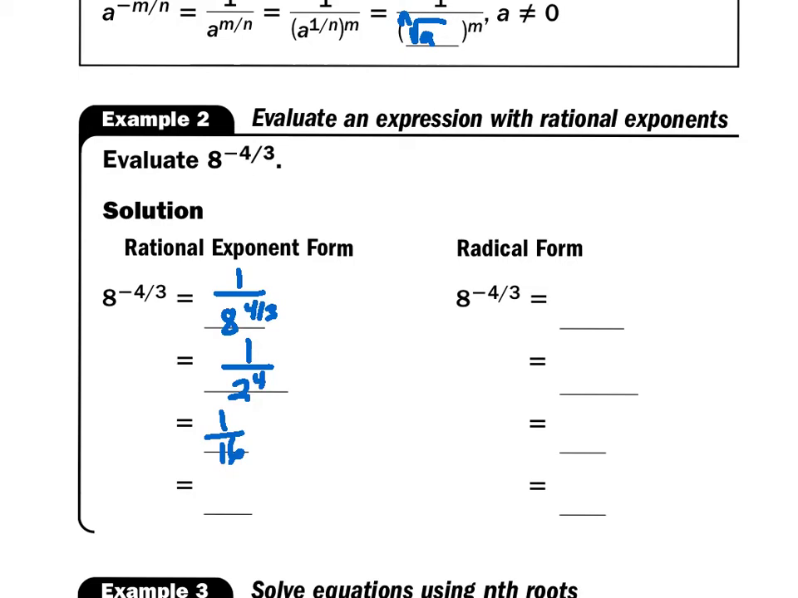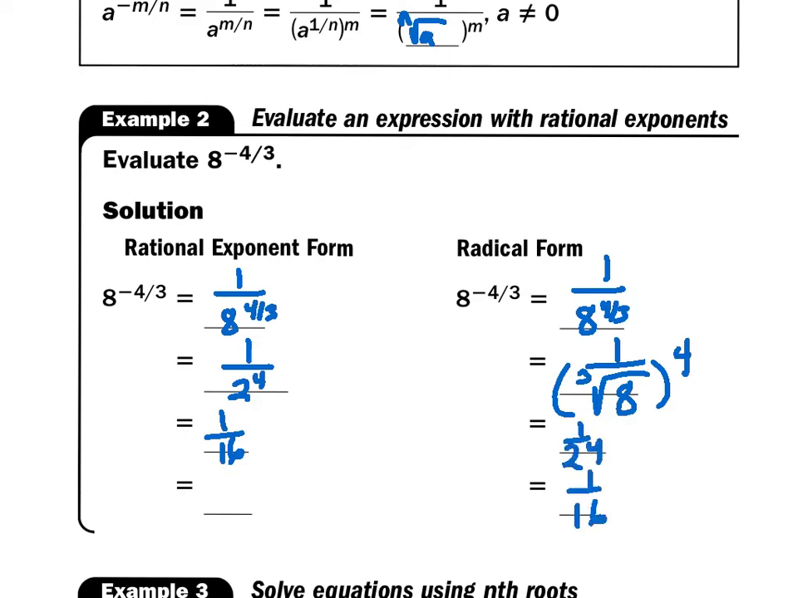Now the radical form, we can go 1 over 8 to the 4/3, start the same way, but then we change that 8 into a third root to the 4th, and then we'll get the 1 over 2 to the 4th and 1 over 16. So it's just whatever way you tend to see first. I like this radical way better just because it's easier for me.